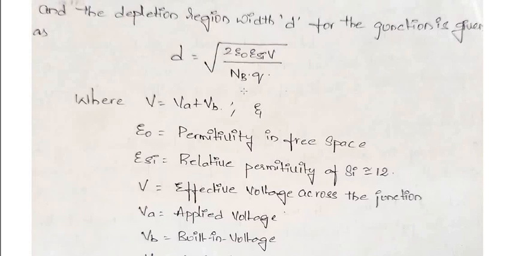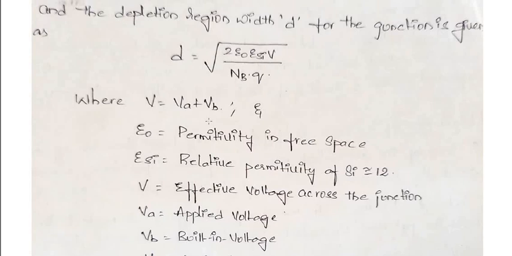So the depletion region width D of your particular junction, where you have the effective voltage across that junction, should be D equals the square root of 2 epsilon naught epsilon Si V divided by Nb into Q, where V is the voltage across the junction, or the effective voltage across the junction, that is equal to VA plus VB, where VA is the applied voltage and VB is the built-in voltage.